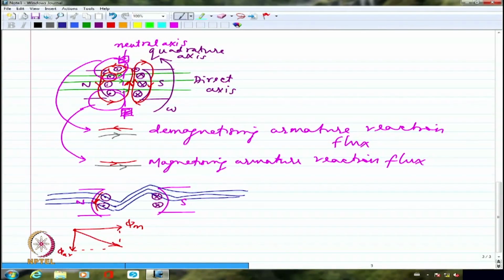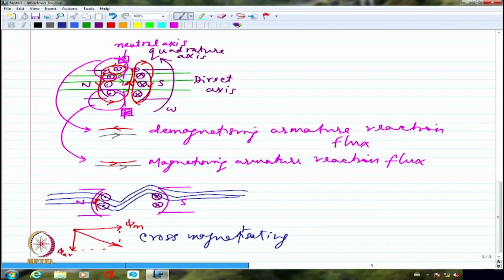At some point it is magnetizing flux, at some point it is demagnetizing flux, and I will call this cross magnetization. It is neither a demagnetizing effect nor a magnetizing effect. It is kind of modifying the magnitude as well as direction. So I call this the cross magnetizing effect. So the armature reaction essentially creates three effects on the overall flux profile.